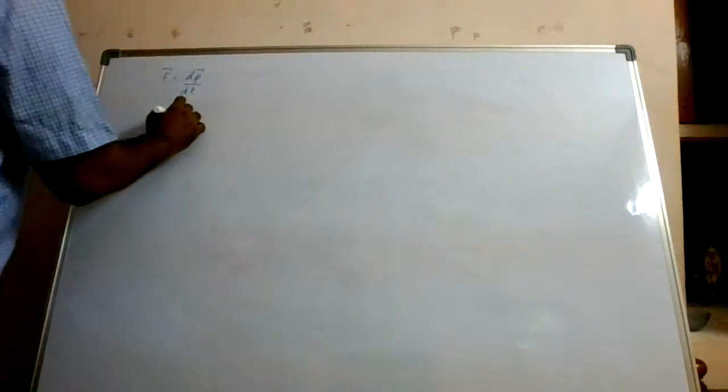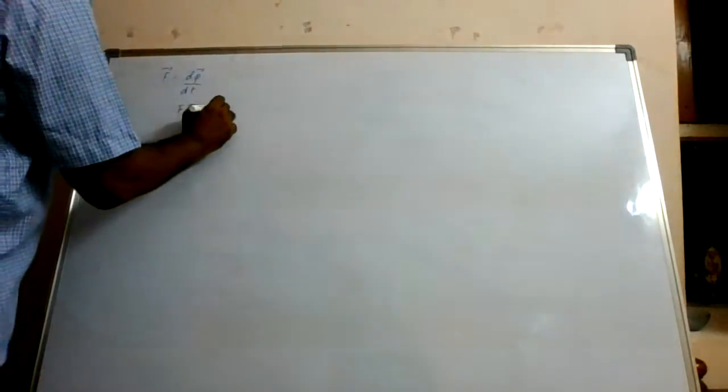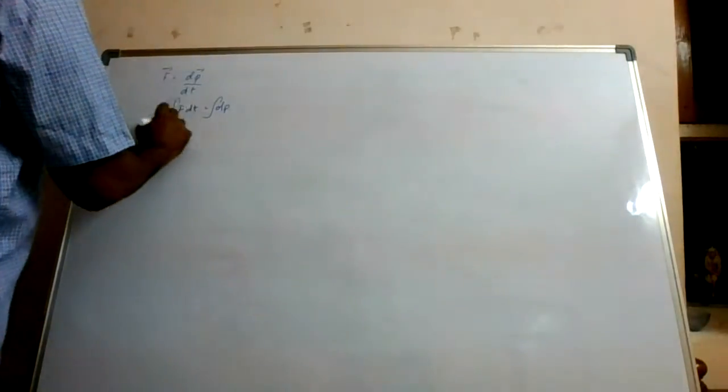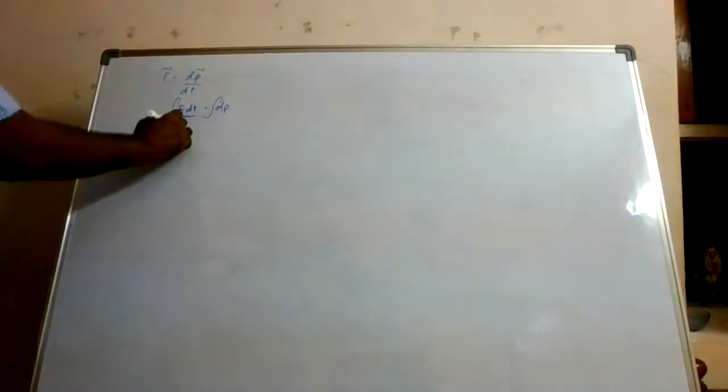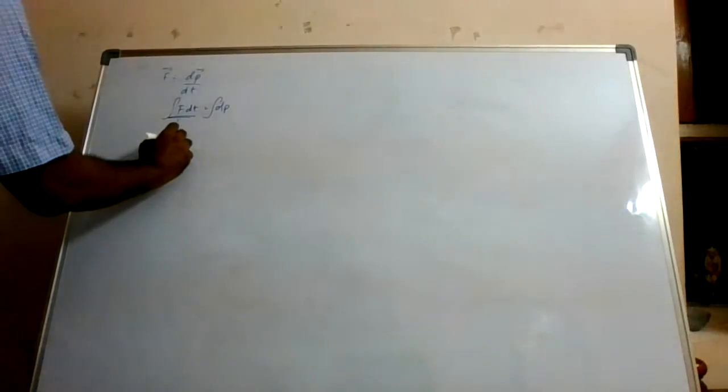Let us move on to the next one. There we have seen this concept that F is equal to the rate of change of momentum. F is a vector, momentum is also a vector. F dt is equal to dp. Integrate, you get this. What is this term? There we called it impulse. Remember? Impulse.